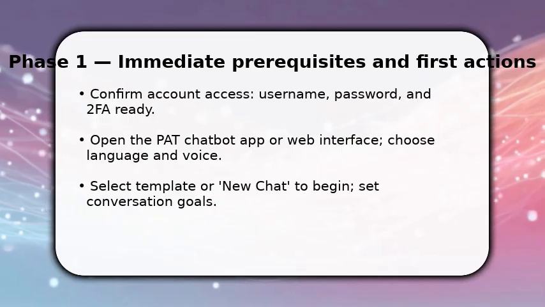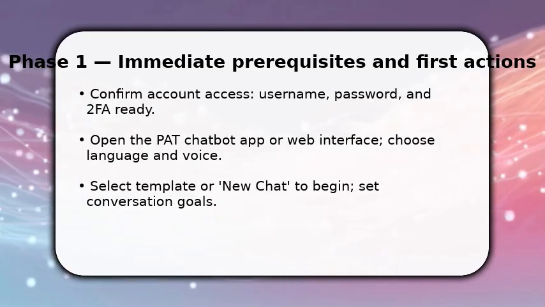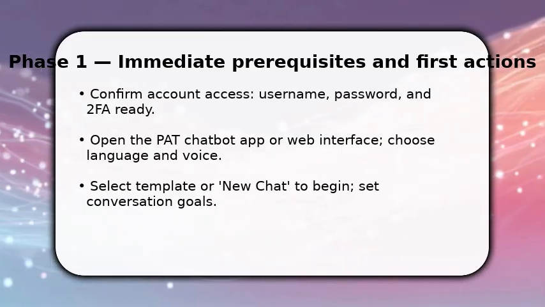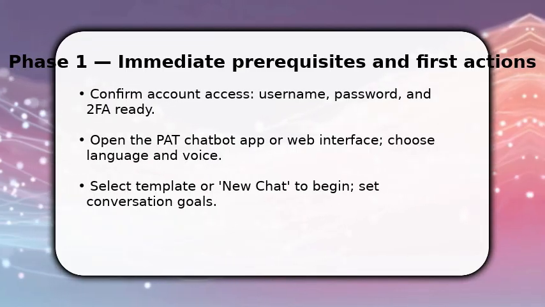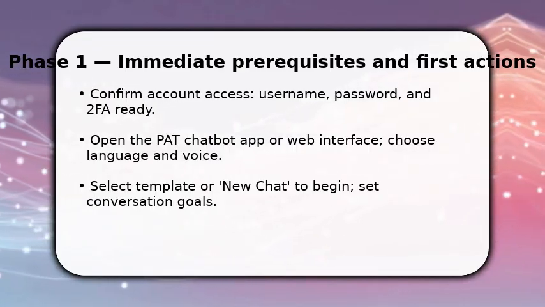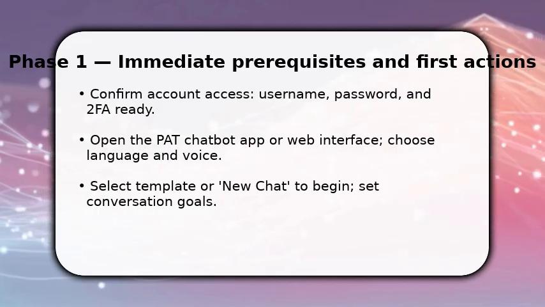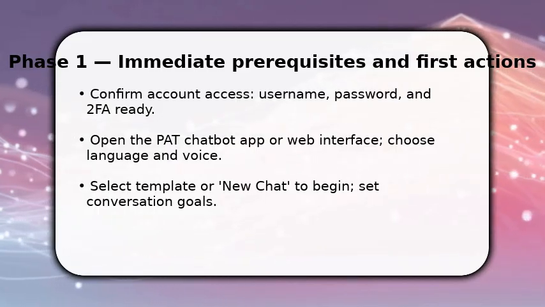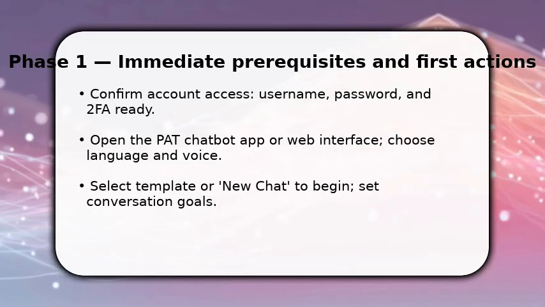You have the essentials: account, access, and a clear goal. First, sign in and verify two-factor authentication. This secures your session. Once logged in, open the PAT Chatbot interface and pick a template if you want structure, or tap New Chat to start freeform.